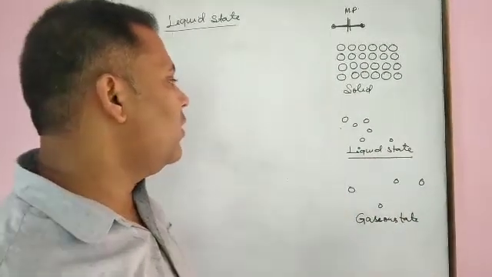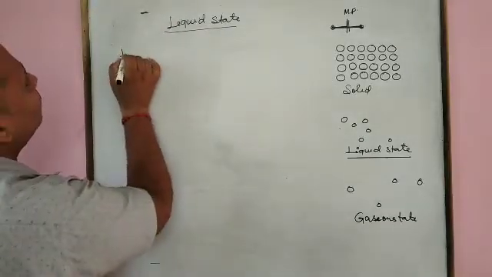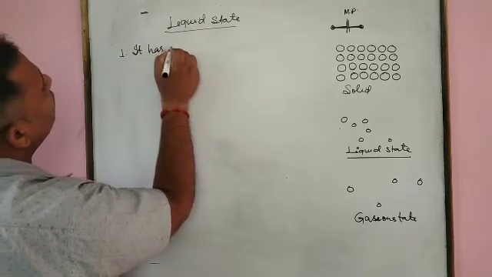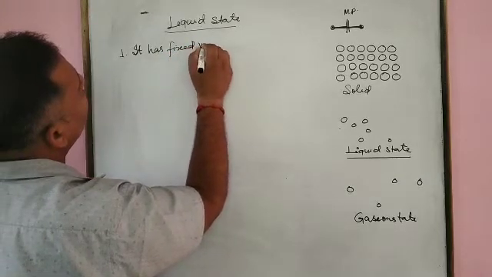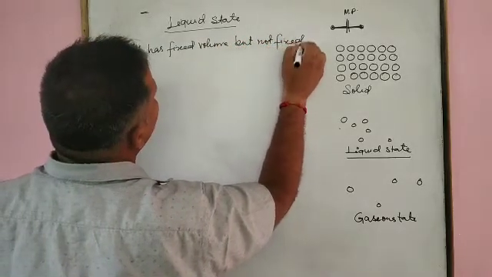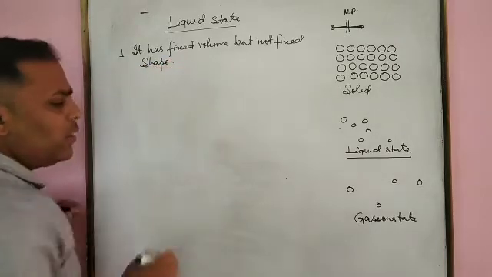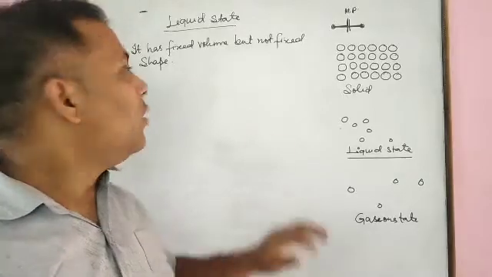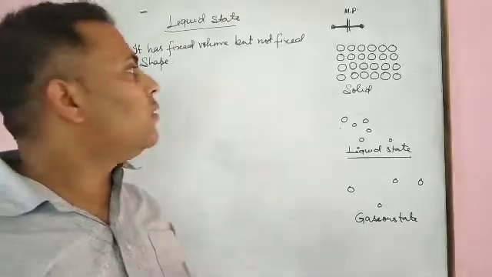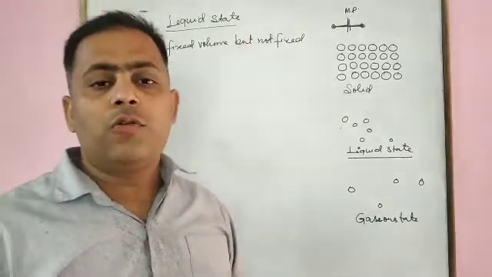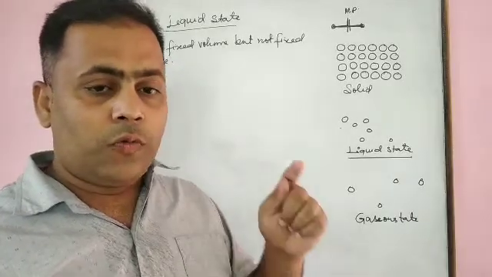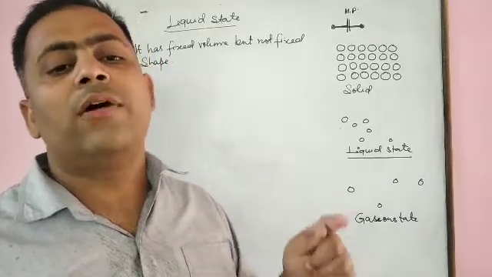Let us discuss the properties of the liquid state. We know the liquid has fixed volume but not fixed shape. Why is it so? Because of the force of attraction. It means that the force of attraction in the liquid state is not so strong as to fix the position of the particles, so that they have a definite shape.